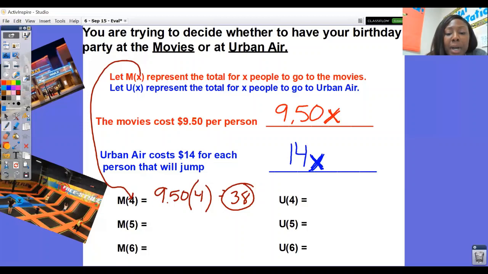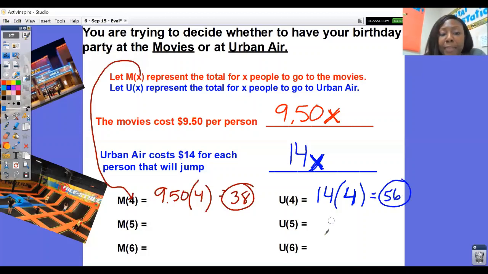But let's see how much it would cost for 4 people to go to Urban Air. In this case, I would have to use a different equation for Urban Air, which I already have right here, 14x. So 14, but instead of x, I'm actually plugging in the 4 because I want to see how much 4 people will cost for Urban Air. So 14 parentheses 4, press enter, and then I get 56 for this one. So which one costs less? The movies cost less.